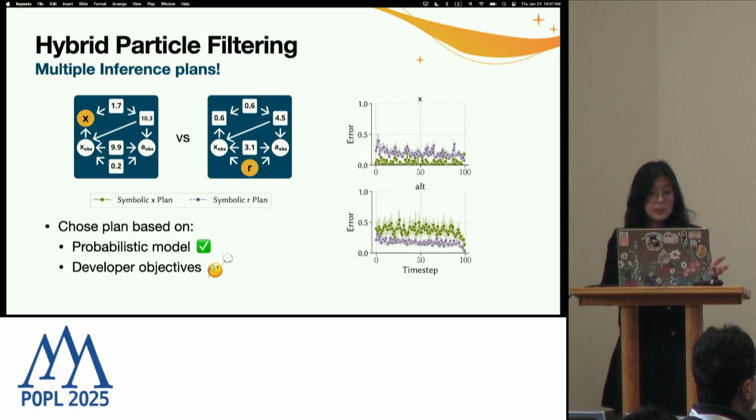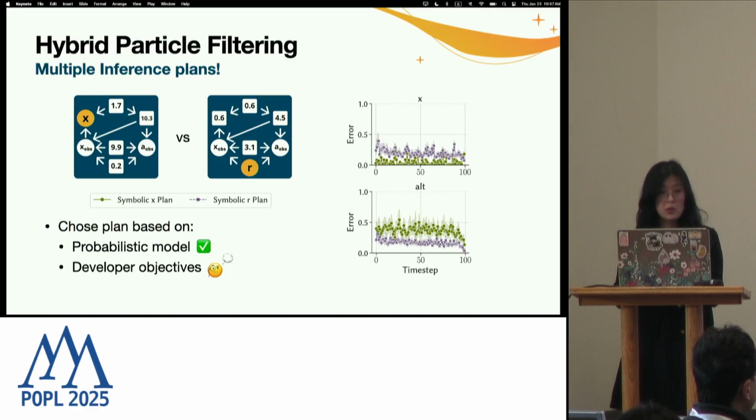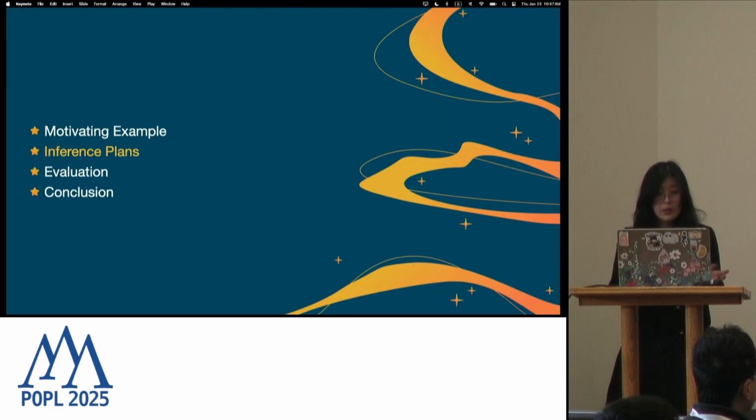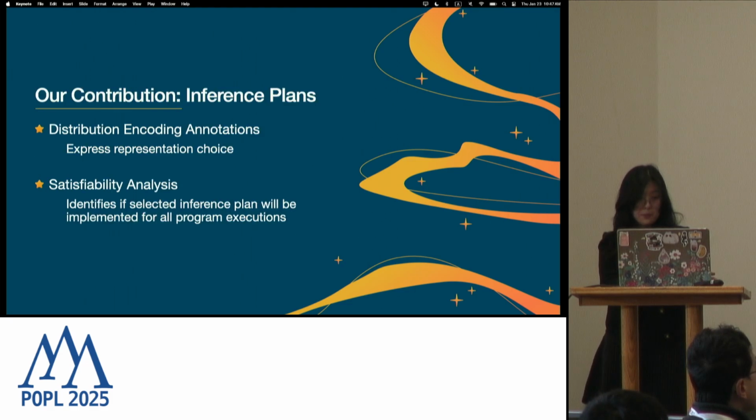Additionally, there might not even be a plan that achieves the best performance across the board, such as in our example. So even more so in cases like this, developers need an interface to choose an inference plan to achieve better performance based on their system considerations. So I will now present such an interface.